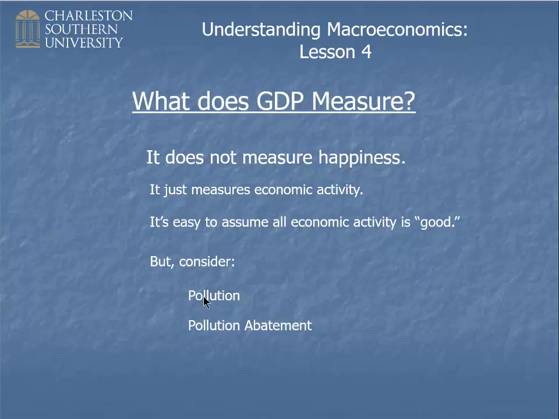So, on the one case, we don't have a way to subtract out the cost of pollution, and we have pollution abatement equipment, which is reflected in GDP. So that's a problem. GDP does not measure happiness. Now there's one more. Consider natural disasters.